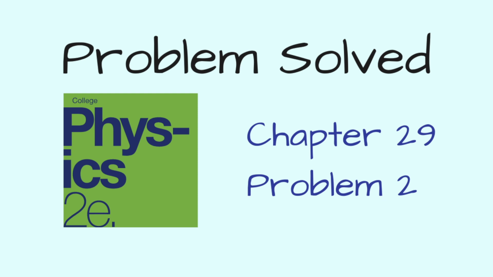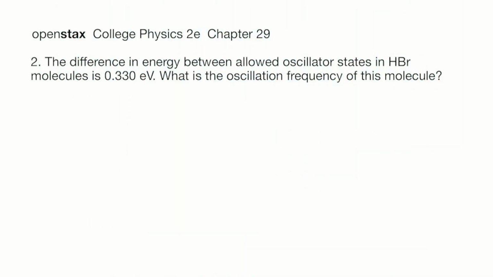Welcome. In this video, we are going to look at problem 2 from chapter 29 of College Physics 2E by OpenStax. So we are given the difference in energy between allowed states, and we need to find the oscillation frequency. All right, so let's write down what we know.